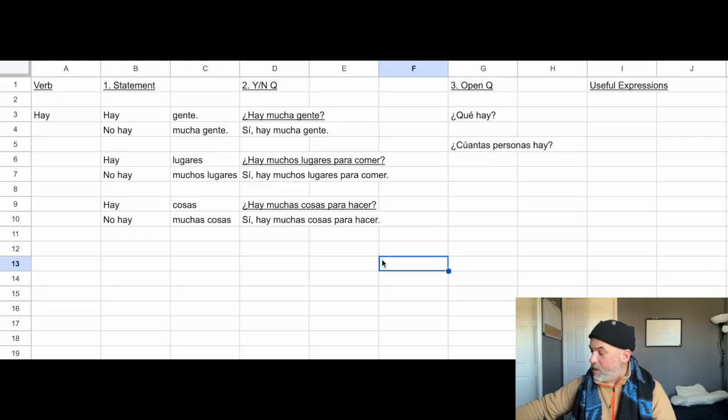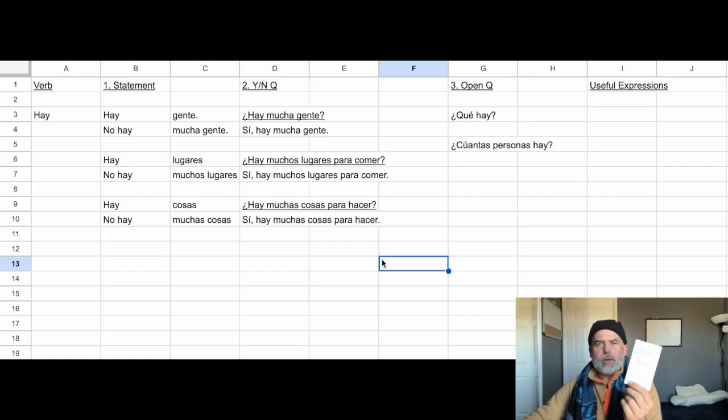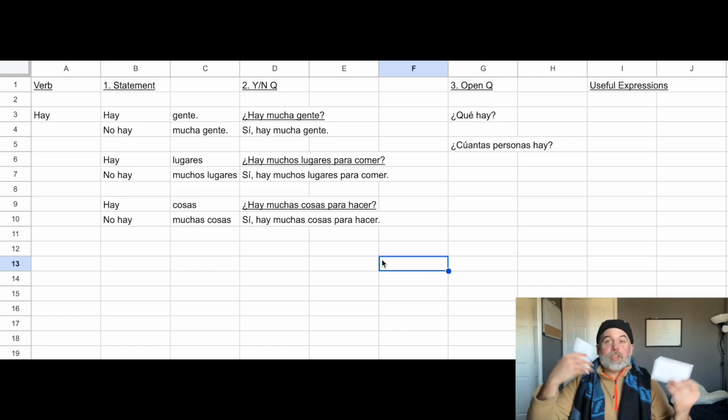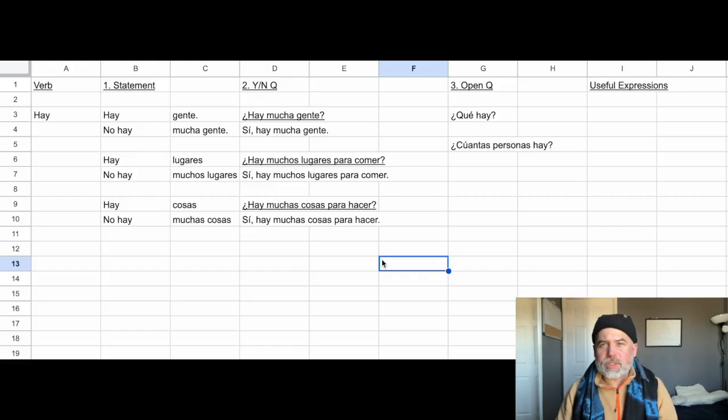Question card of the day. What's there? That's really the only one. ¿Qué hay? What is there? What is there in this room? ¿Qué hay en este cuarto? What's in your house? ¿Qué hay en tu casa? 20 questions, 20 statements, all using hay. See how many times you can use hay is the point.